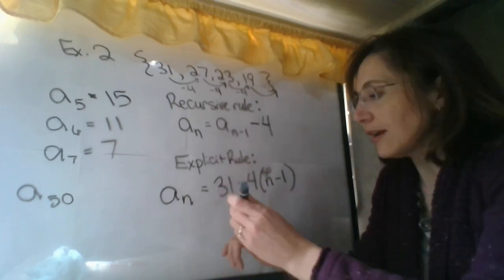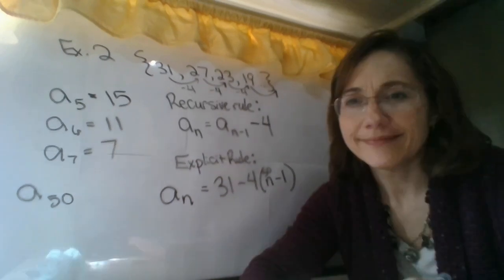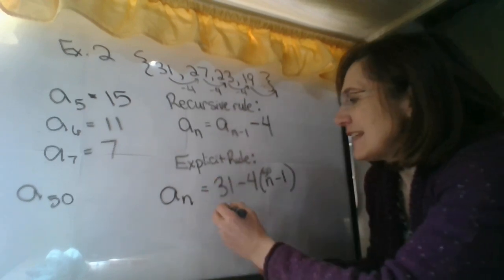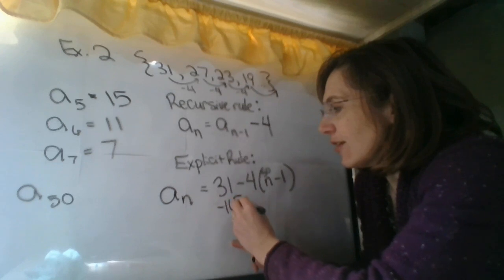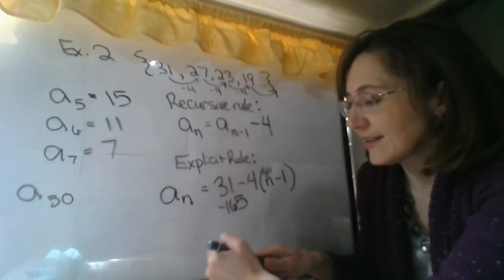Is not right. I didn't mess up. It's fine. It's 196. 31 minus 196 is negative 165. Aren't you glad you didn't have to write out 50 terms of that sequence to find that?